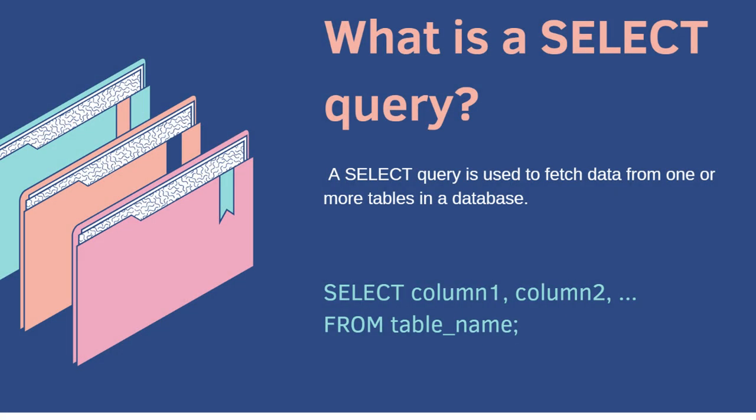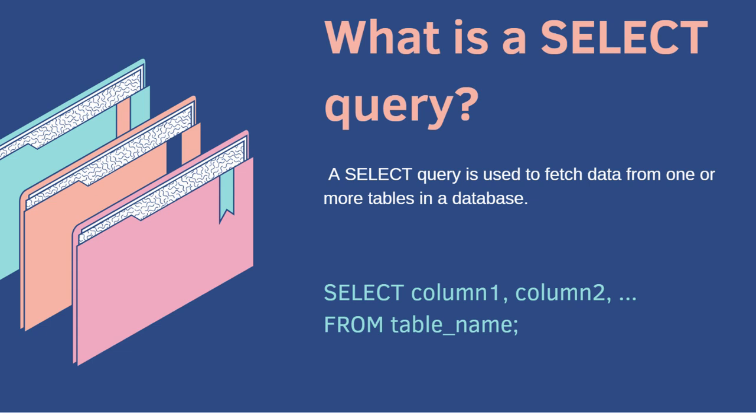A select query is used to fetch data from one or more tables in a database. It allows you to specify exactly which columns and rows you want to retrieve, giving you control over the data you work with. The basic syntax of a select query looks like this. SELECT column1, column2 FROM table_name.